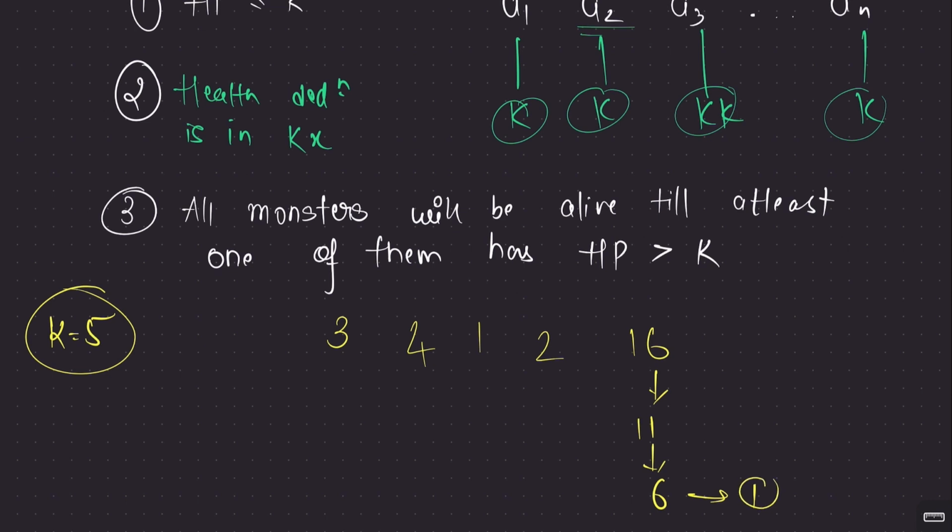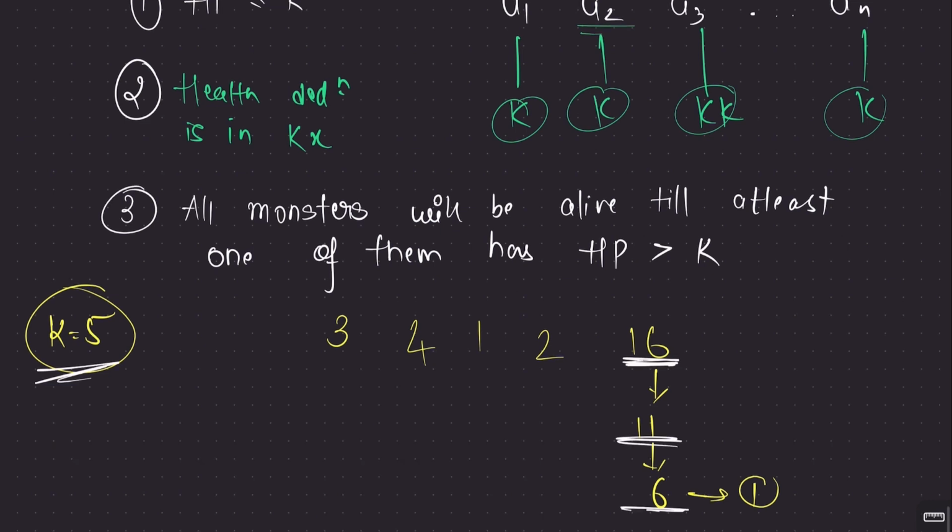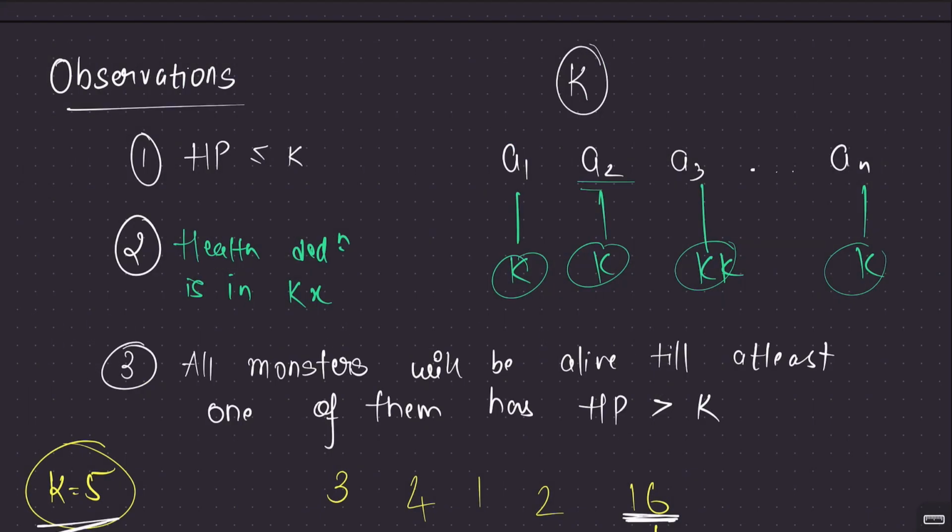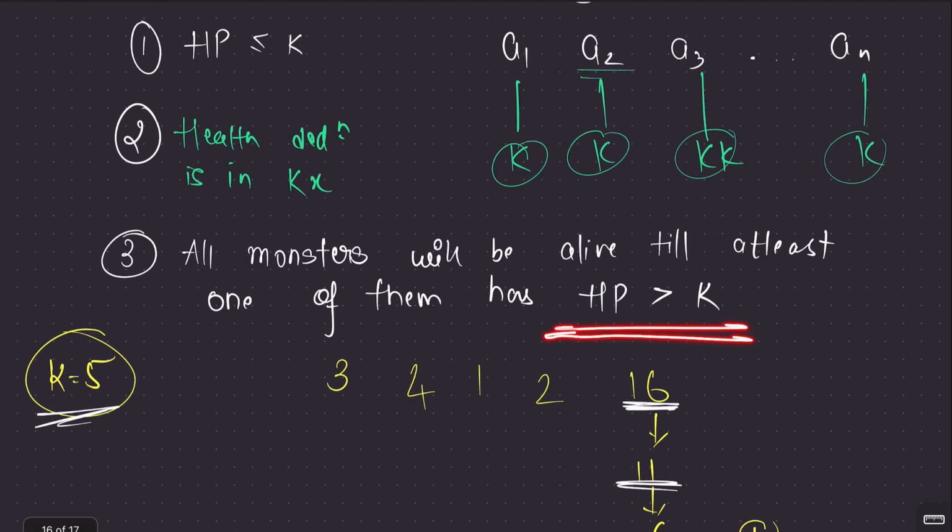Fine. So now what you saw is, till at least one monster existed with HP greater than K, greater than 5, all the monsters were alive. This third observation directly follows from the observation that a monster will be dead in the current blow if its HP has fallen below K. Now, if you are picking up a monster and you know for a fact that it's going to be dead now, how are you picking it up? First of all, it has to have the highest possible current health, right? So the monster will be picked up and it will be dead in this blow only if all the other health has become less than or equal to K. So what it automatically means is there is at least one monster with HP greater than K.